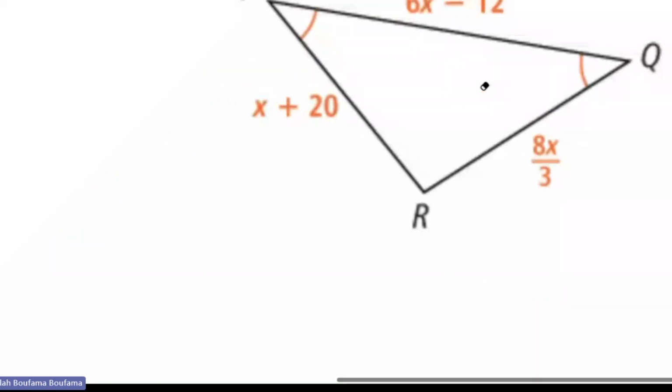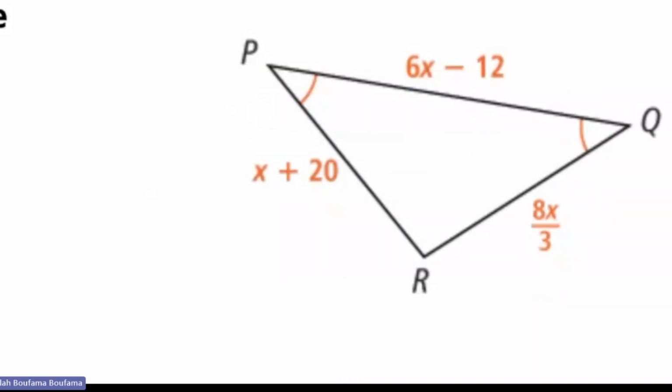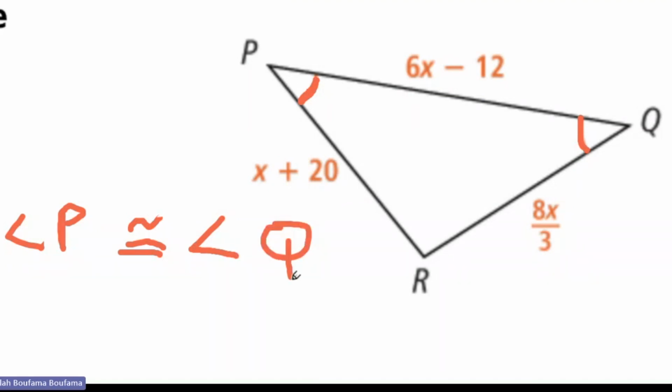Look at our problem. It's given like this. This is the question. As soon as you see this arc and this arc, this means angle P is congruent to which angle? Q. Because this is given, this triangle is isosceles. That means this side must be congruent to this side. PR should be congruent to QR.